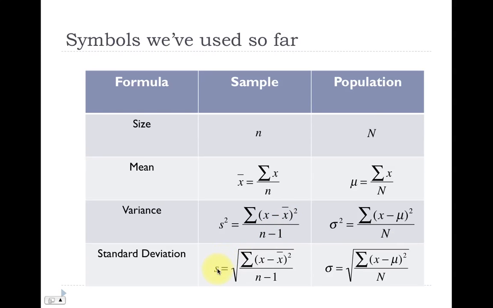The standard deviation is simply the square root of the variance. So while the variance symbol is s squared, the standard deviation symbol is s. The variance symbol for a population is sigma squared, and the standard deviation symbol for a population is sigma. And it's simply taking the square root of the variance. Our convention is going to be to round both the variance and the standard deviation to 4 decimal places.